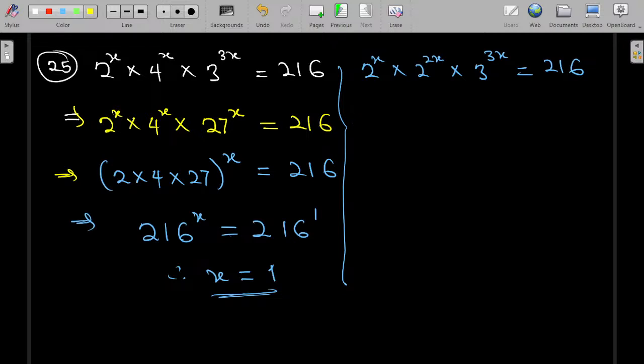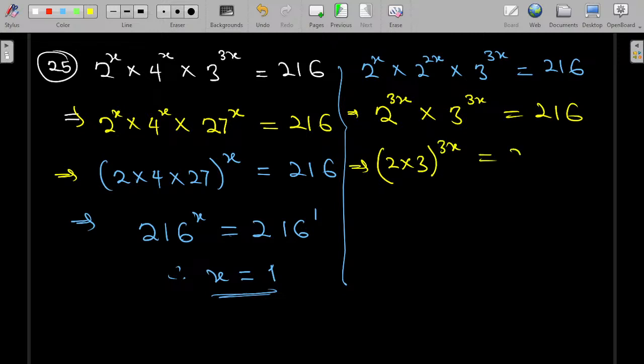You have 2 bases in base 2, 2 index numbers in base 2. So you can join the 2 of them. They are multiplying. So this will give you 2 to the power of x plus 2x. Wow. And this is times 3 to the power of 3x. And immediately you can see both of them now have the same powers. So I can now do the distribution of powers by just bringing out the powers and multiplying the bases. So I'll have 2 times 3, all raised to the power of 3x, equal to 216. What do you think will be this? So 2 times 3 is 6, and that is 6 raised to the power 3x.